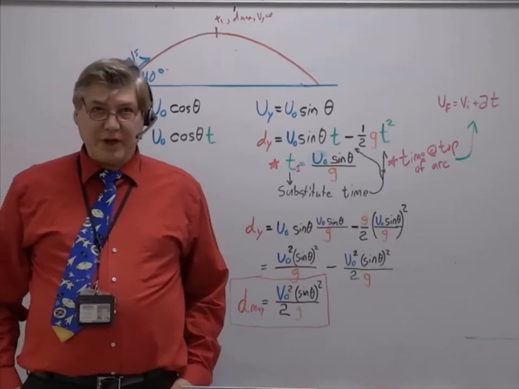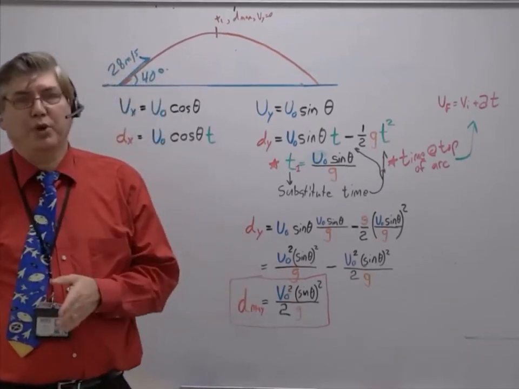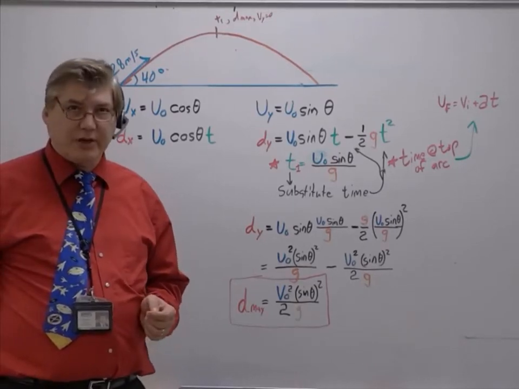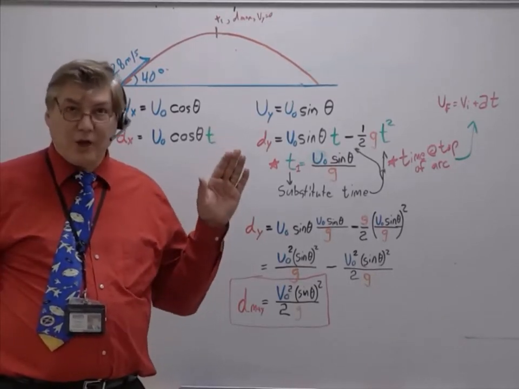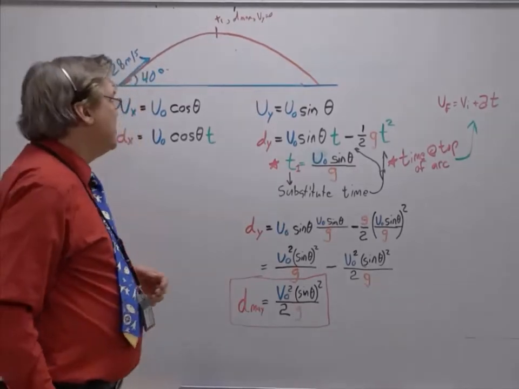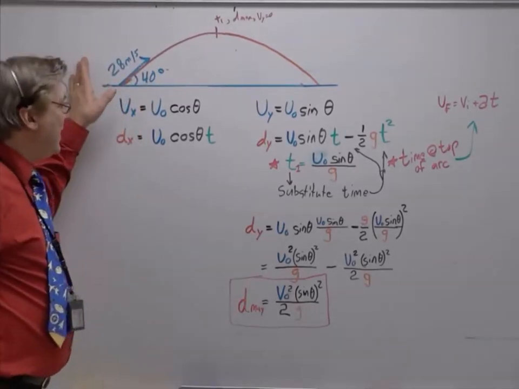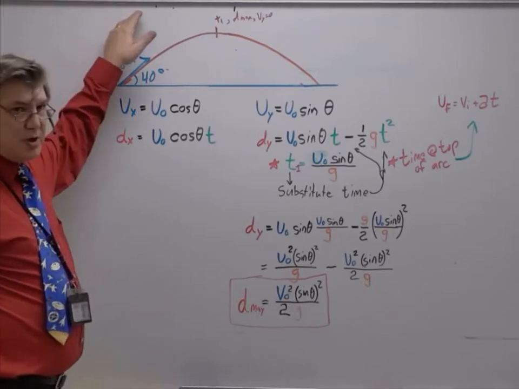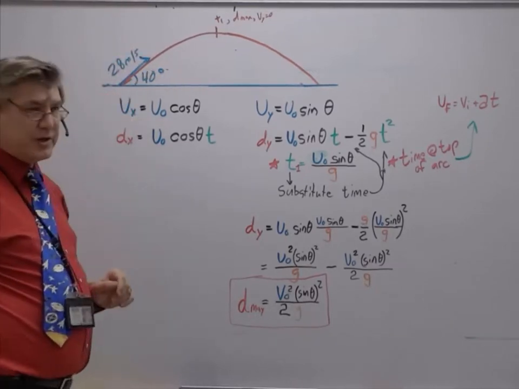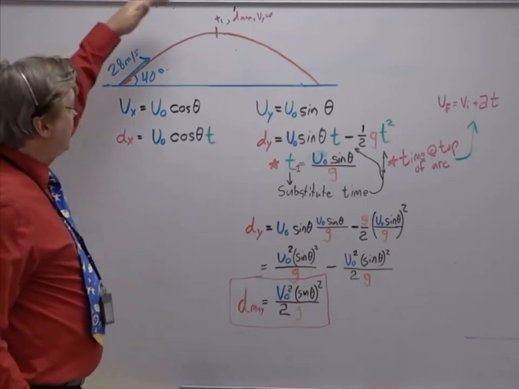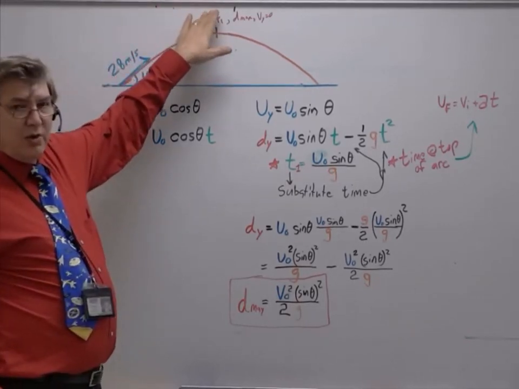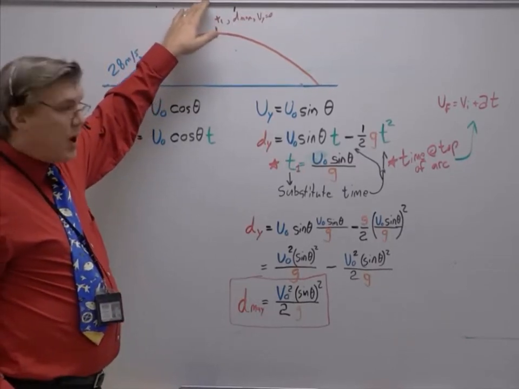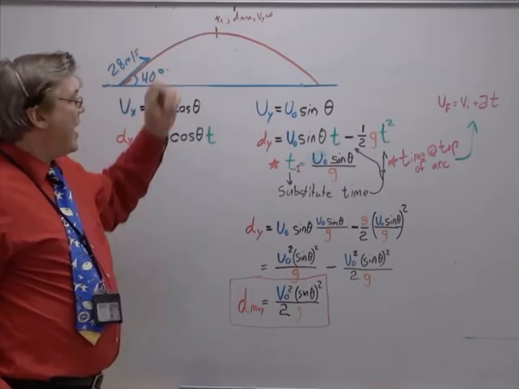Hi, this is a help video to help you understand how to calculate the maximum height of an object that's fired at an angle other than horizontal. In this example, I have a projectile that is being fired at a velocity of 28 meters per second with an angle of 40 degrees. The projectile reaches its maximum height right here, which is where the vertical velocity, the velocity in y, reaches 0. I'm going to call that T1.